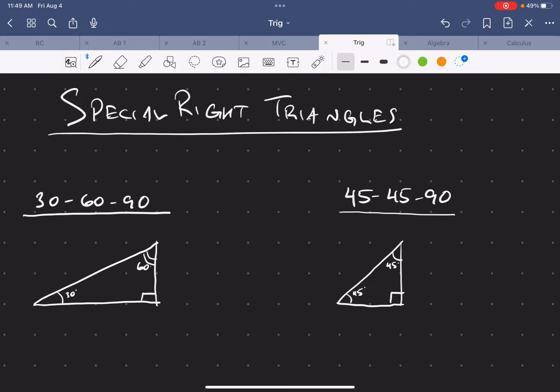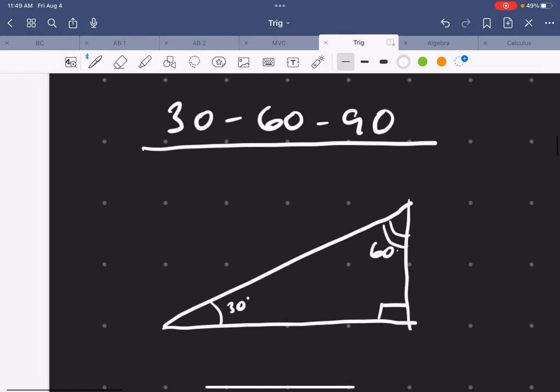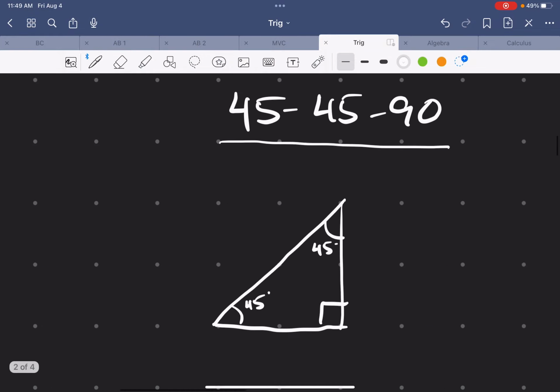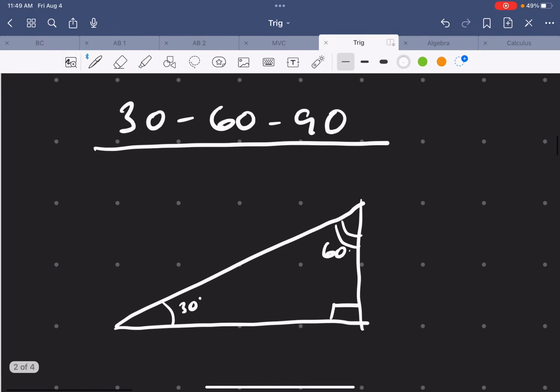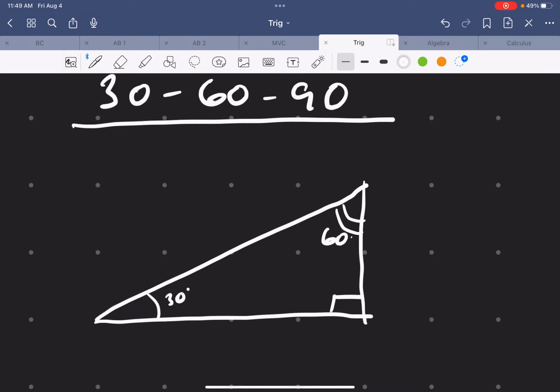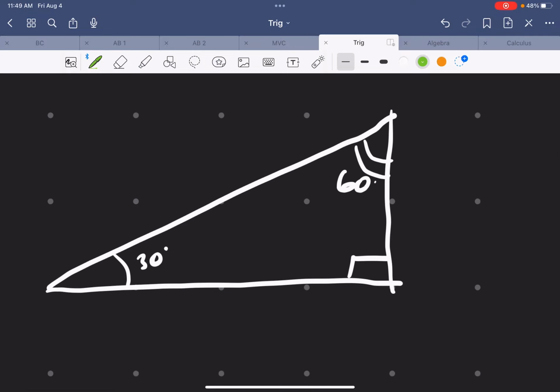So there's two special right triangles. There's the 30, 60, 90, and there's the 45, 45, 90. Let's look at the 30, 60, 90 first. So 30, 60, 90, these numbers represent the angles inside of this triangle. 30 degrees is the smallest one, 90 degrees is the biggest one, that's your right angle, and then 60 degrees is the middle angle. So we want to start off by locating the smallest angle, the 30-degree angle. So that's here on the left. It's not always on the left, but in this one it is.